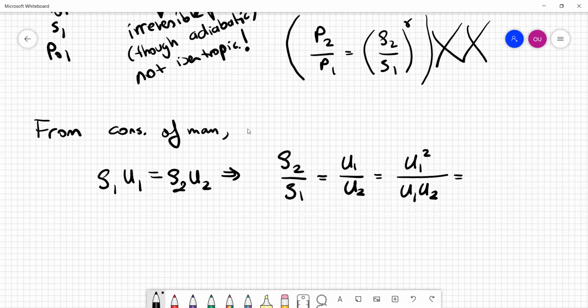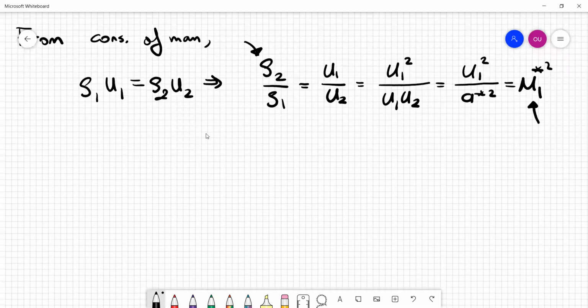Okay. And from the equations that we have seen about 15-20 minutes ago, I can write this one as u1 square over a star square. This is Prandtl's relation. Instead of u1 times u2, I wrote a star square. Well, look what we got here. This is equal to M1 star square. Okay. So if you are interested in finding the density ratio across the shock wave now, it's simply equal to M1 star square. Okay. And what is M1 star square?